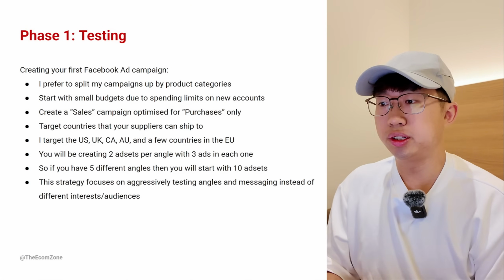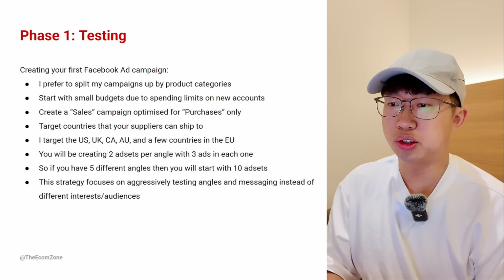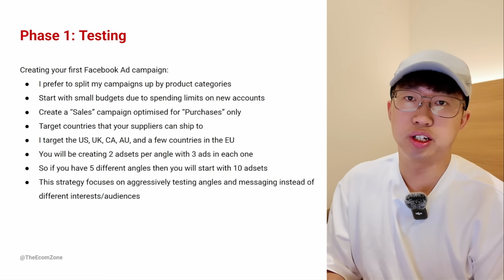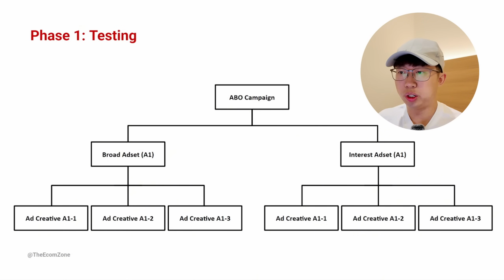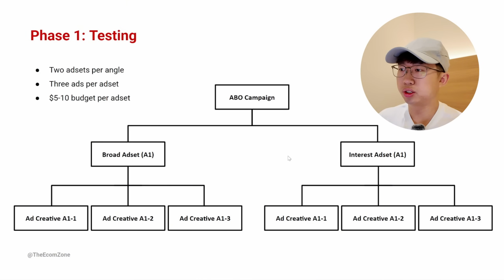This strategy focuses on aggressively testing your angles and messaging instead of testing different interests and audiences. So this is what it would look like. You have your ABO campaign, you've set your budget at ad set level, and one ad set will be broad and the other ad set will be interest targeting. Now you've got ad creative A1-1, ad creative A1-2, ad creative A1-3. And this set of ads will be the same as this set of ads. So this is just one angle here with 2 ad sets and 3 ads. And also the budget per ad set is around $5 to $10.